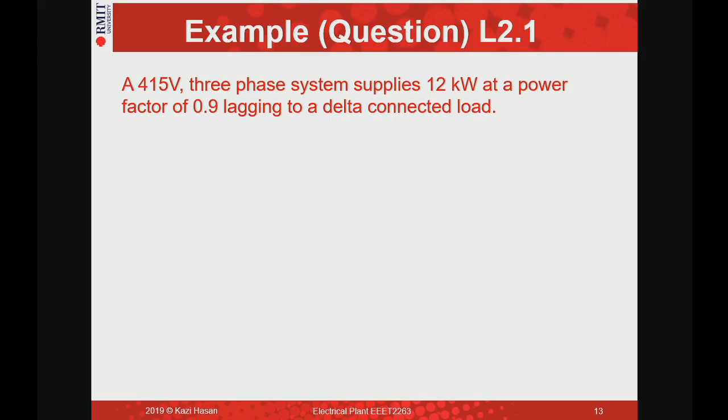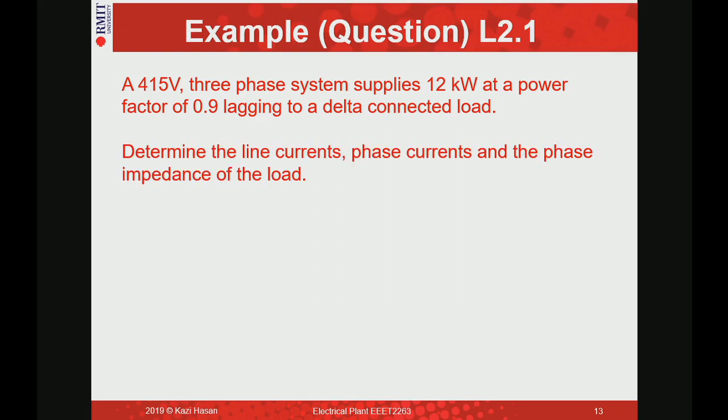And the value of P, power, is given as 12 kilowatt. So what is given in this? VL, line voltage, 415 volt is given. P, power, 12 kilowatt is given. Cos theta, power factor, is given, 0.9. What we need? We need to get the line currents.